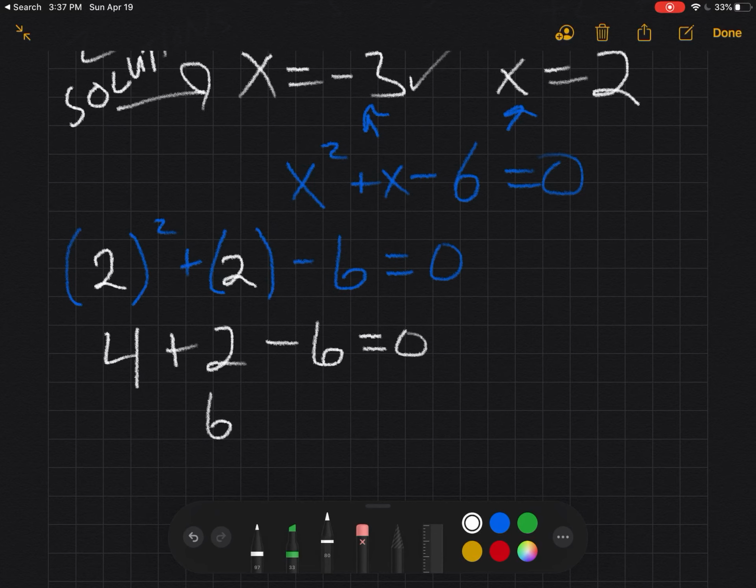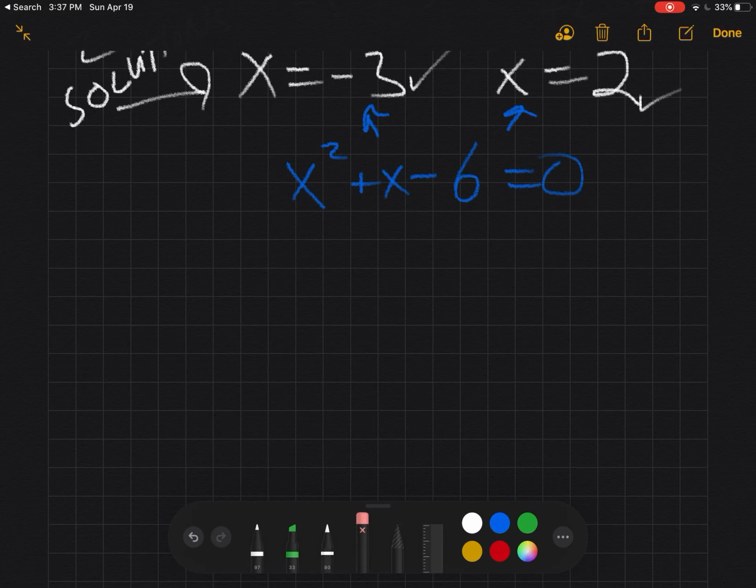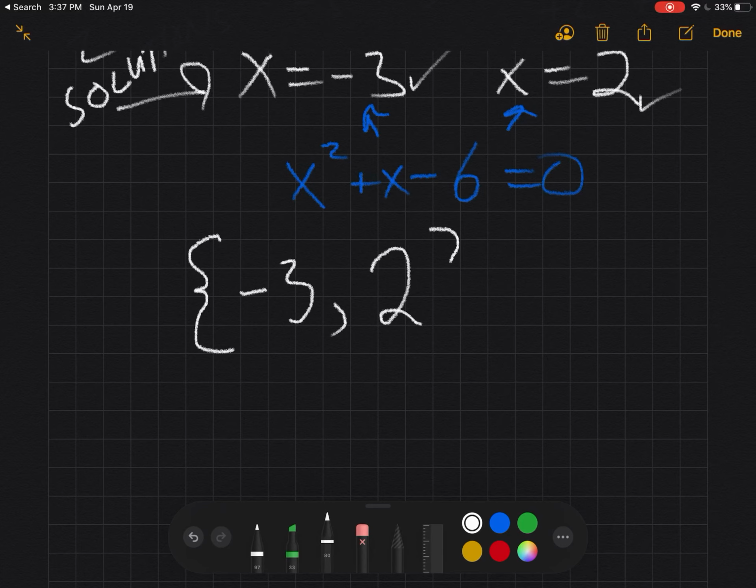Now let's check our other solution. So I also say that 2 is going to work here. So let's say that we have 2 squared and add 2, subtract 6, and what do we get? 4 plus 2 minus 6 is equal to 0. 6 minus 6 equals 0. 0 equals 0. Yay! So that's true too.